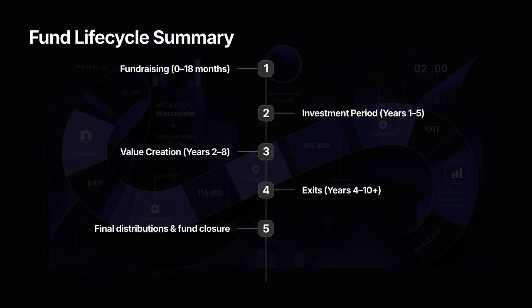Fund Lifecycle Summary. A typical fund moves through 5 phases. Fundraising, up to 18 months. Investment period, years 1 to 5. Value creation, years 2 to 8. Exits, years 4 to 10 and beyond. And finally, distributions and closure. It's a slow, disciplined cycle designed for long-term compounding.